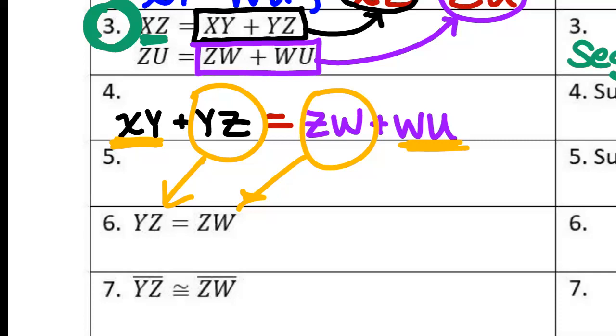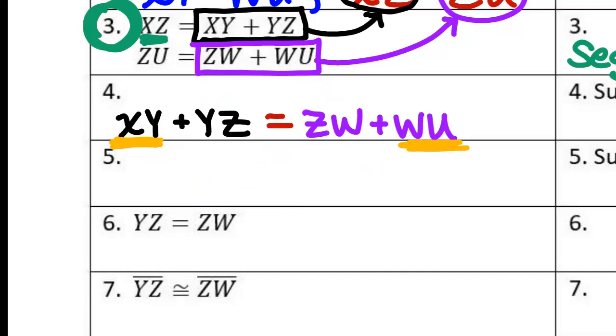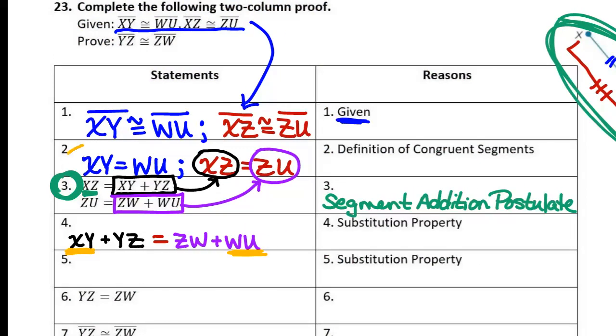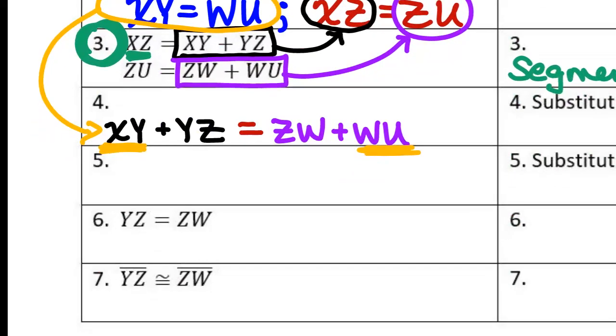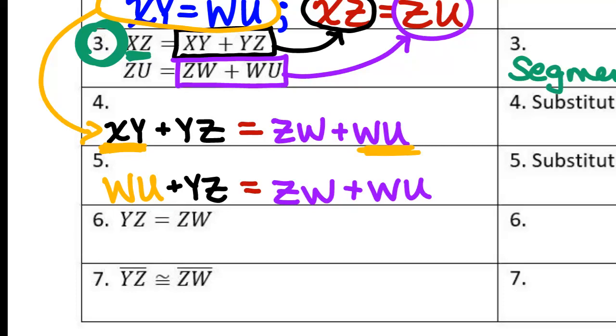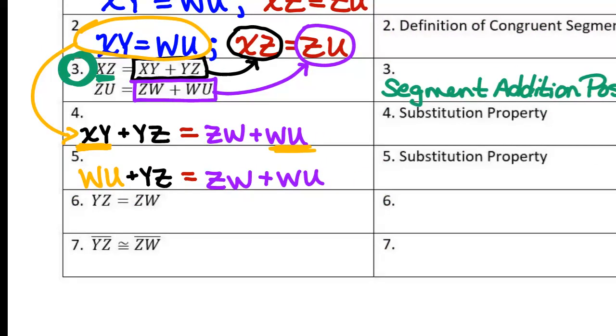But what do we know about XY and WU? They equal each other. We know that from up here. So could I replace one of them with the other? Yep. So instead of XY, I could write down WU plus YZ equals ZW plus WU. We just use substitution to replace XY with WU.